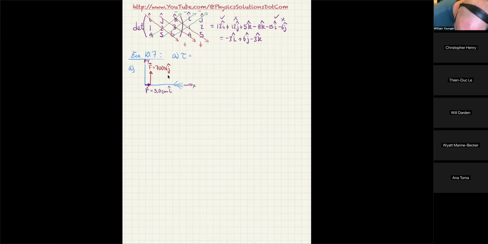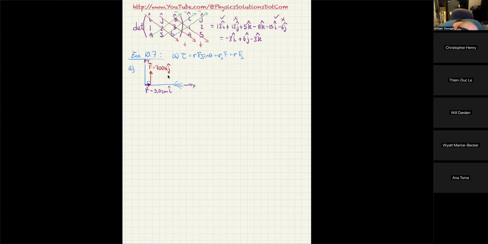The torque is equal to, remember, the magnitude is either R times F times the sine of theta, or R perpendicular times F, or F perpendicular times R. So R F sine theta, or R perpendicular times F, or R times F perpendicular. If you see right here that F is in fact already perpendicular to R, then I just need to do R times F.